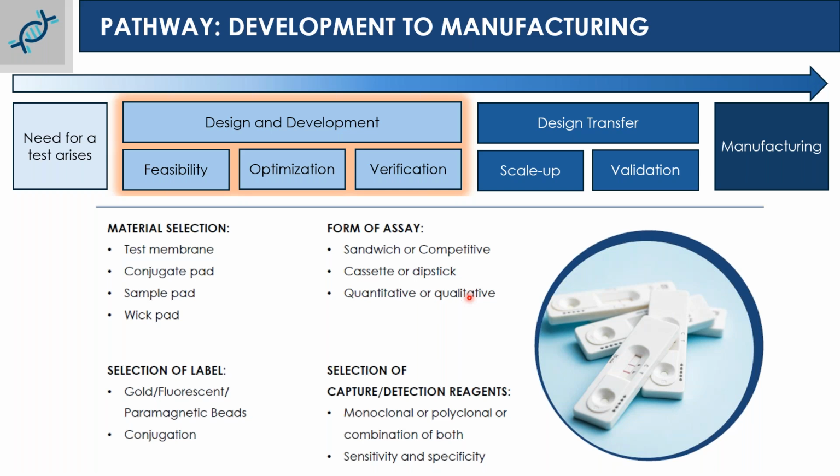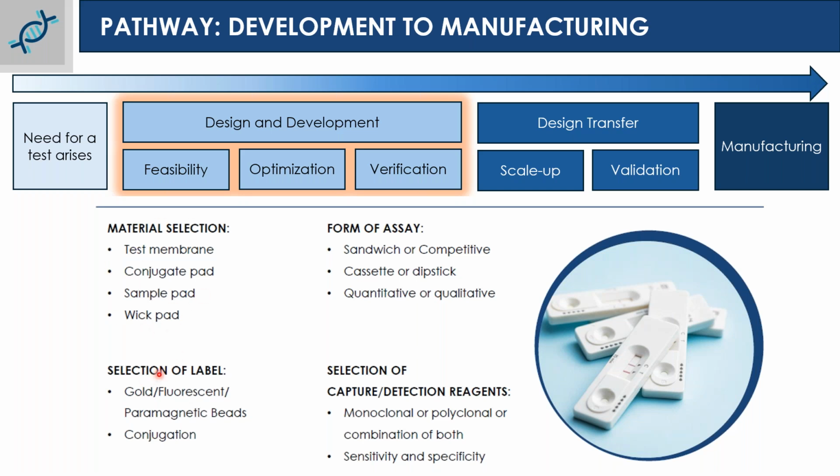And here you'll really start to pin down what your design inputs are. So what particular analyte are you going to be measuring? What's the required sensitivity, specificity, dynamic range, and a host of other attributes or properties that should be met once the assay is developed. During this phase, this is where all of these decisions need to be made. Decisions about material selection, that includes the type of membrane, the conjugate pad, sample pad, and wick pad.